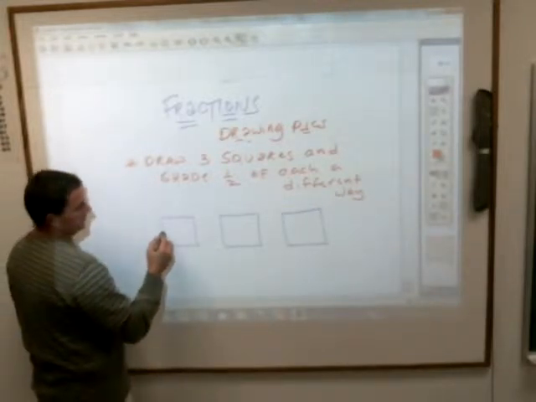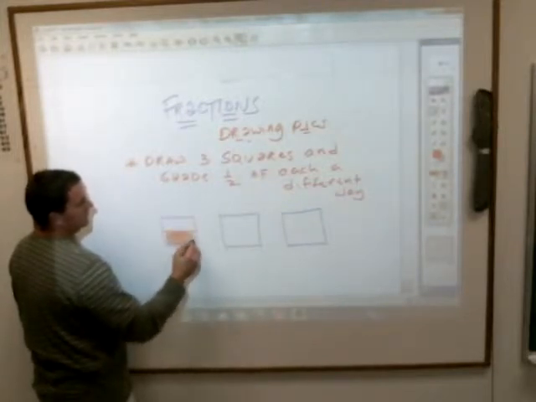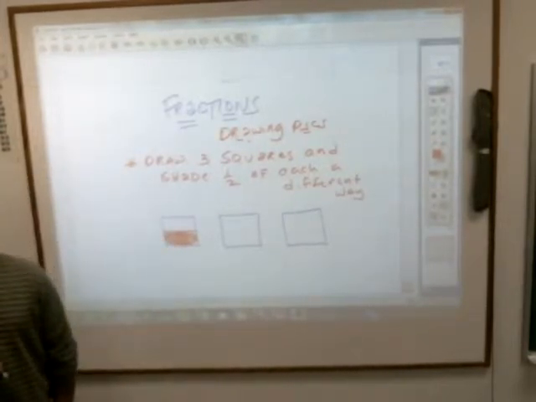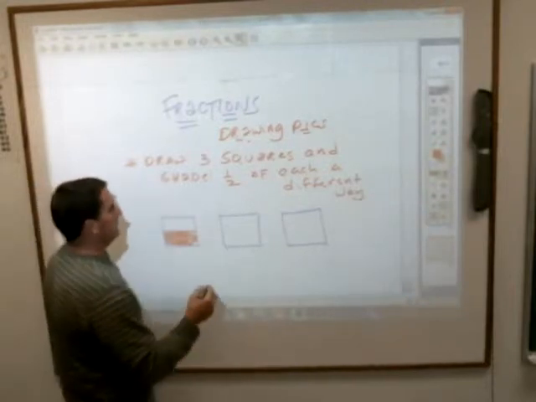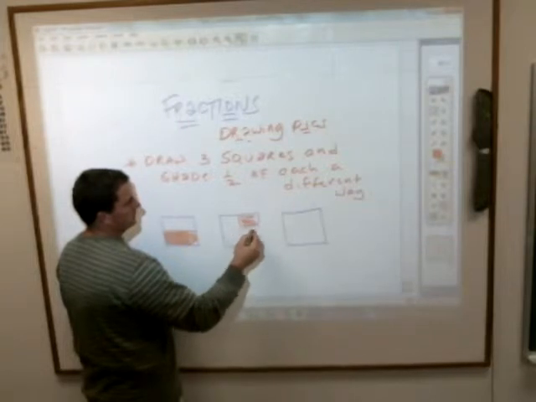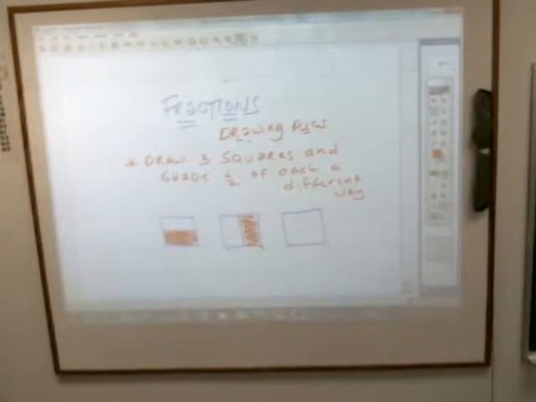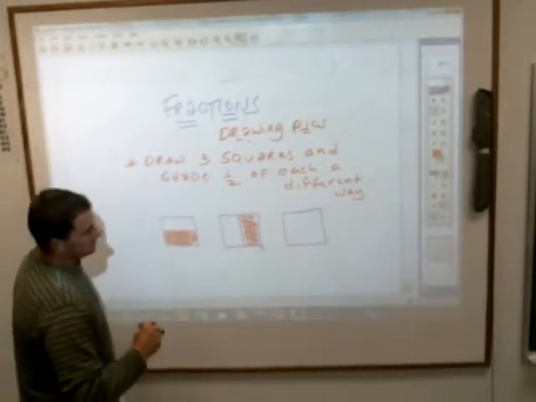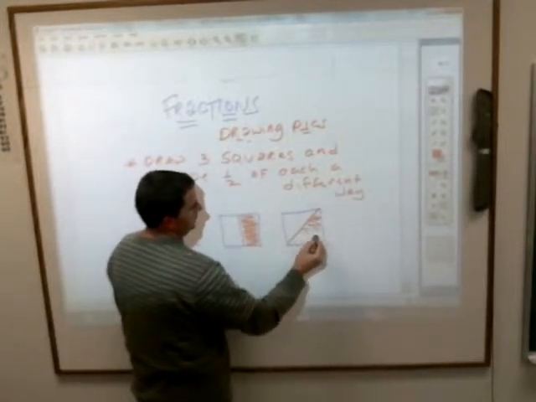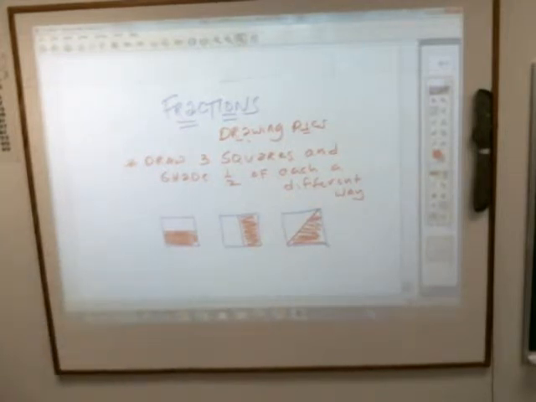If I was shading this square and doing half of it, I could shade this bottom half like this. Or, if I were shading half of it, I could also cut it in half like this and shade half of it, correct? Or, what would be a third way I could do it? Great. Yep, cut it in half diagonally. And you would shade half of it. Okay, so there's more than one way to show that.